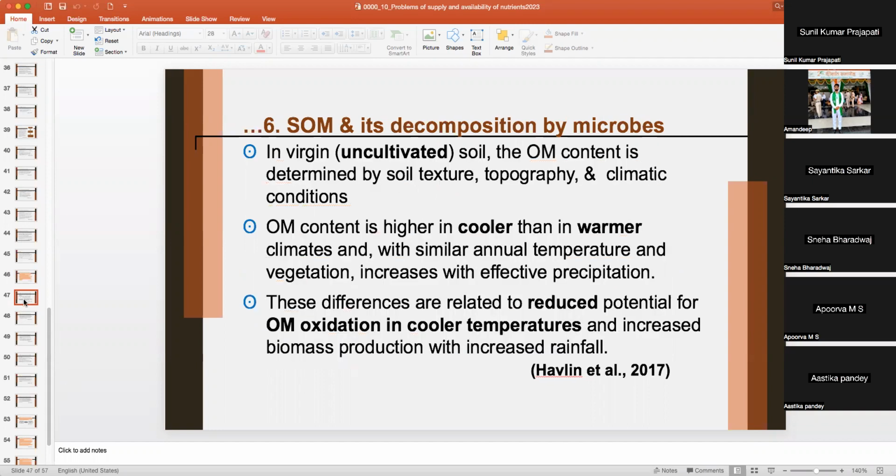In virgin or uncultivated soil, the organic matter content is determined by soil texture, topography, and climatic conditions. Organic matter content is higher in cooler than in warmer climates. You must be knowing it. With similar annual temperature and vegetation, it increases with effective precipitation. These differences are related to reduced potential for organic matter oxidation in cooler temperature and increased biomass production with increased rainfall.